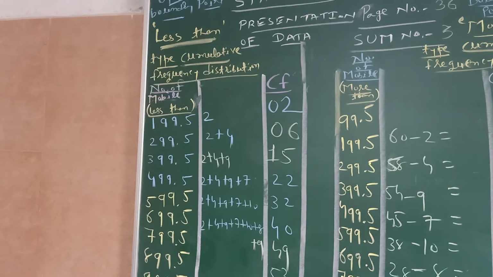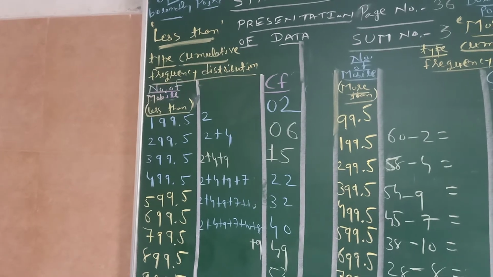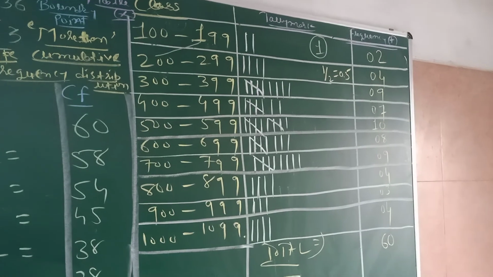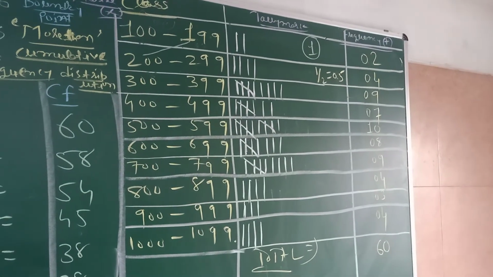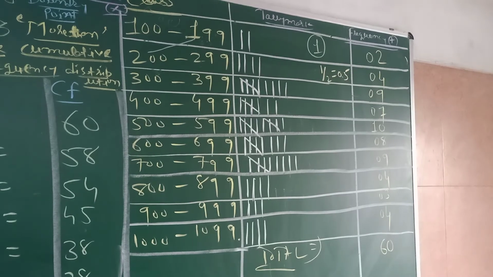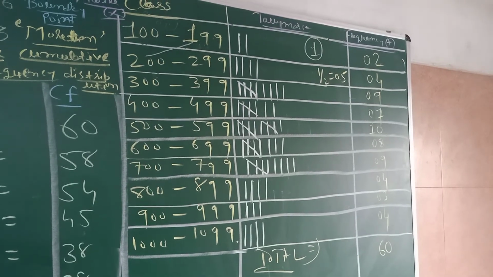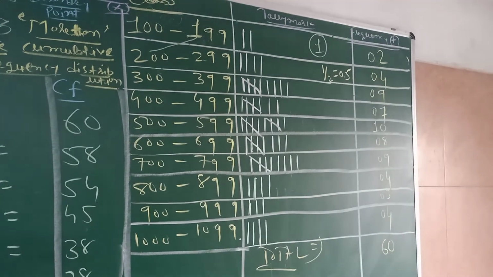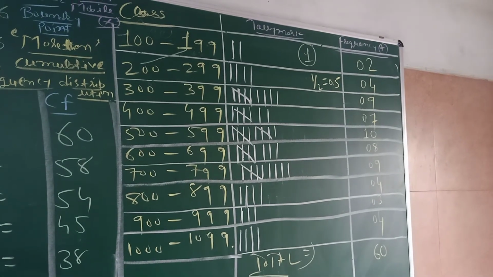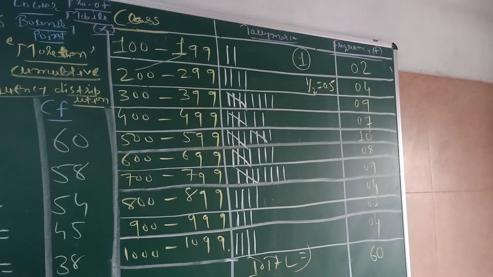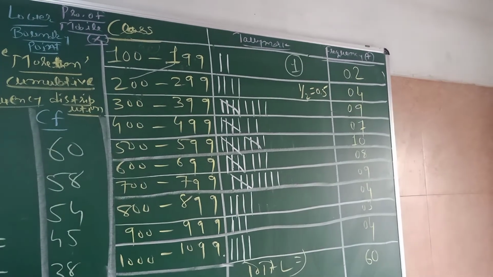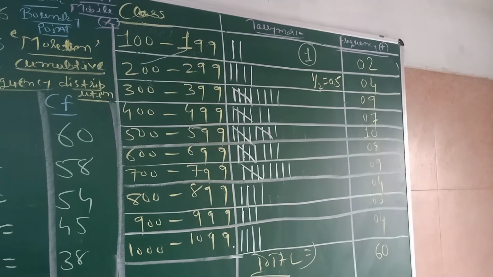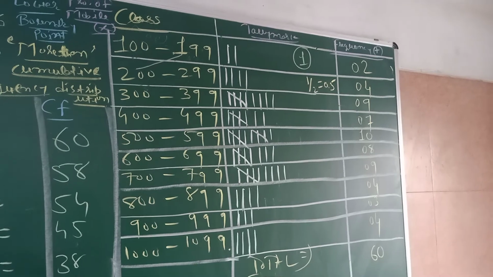Sir, how to find upper boundary point and how to find the lower boundary point? It is very simple. The class interval is the gap between the upper point of the first class 199 and the lower point of the second class 200, is 1. I write here 1. 1 divided by 2, that is 0.5. So when we add 0.5 in upper point, that is called upper boundary point, and when we deduct 0.5 from lower point, it is called lower boundary point.